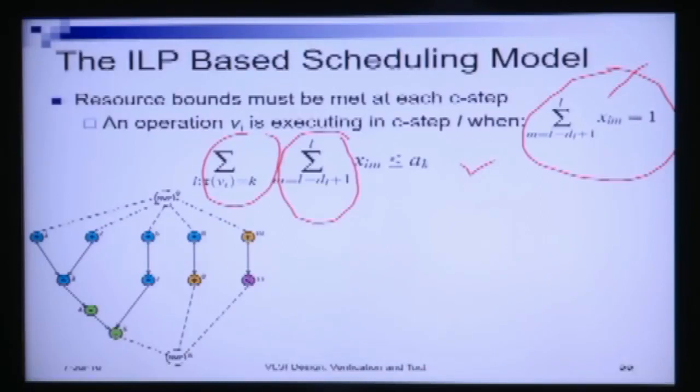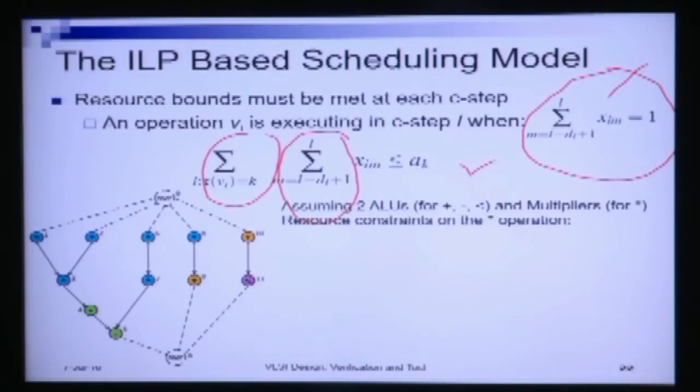Again, we now proceed to the example as we have been doing. So, let us assume that we have two ALUs and two multipliers. The ALUs are used for the operations plus, minus and comparison, and the multiplier is used for the star or multiplication operation. Now, what we will do? As we have said, for each resource type at each time step the resource constraint has to be satisfied.